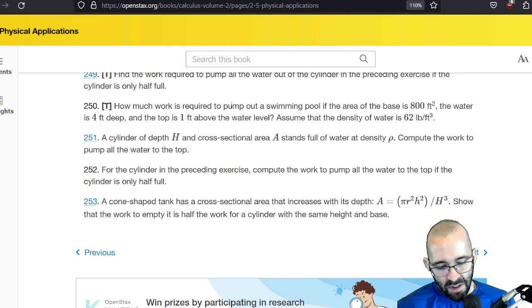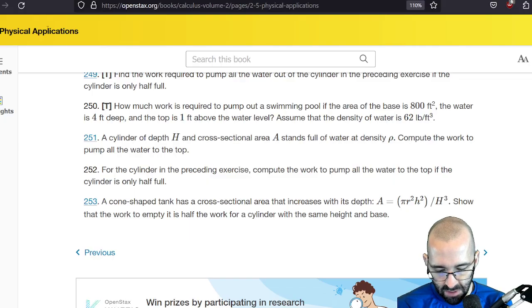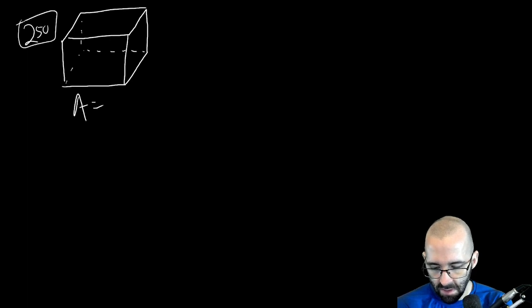Pump water out of swimming pool if the area of the base is 800 feet squared. Oh dear. Wait, what? We don't even know what the swimming pool looks like, huh? But we're assuming that it's some sort of regular figure. Many swimming pools are rectangular. Let's just think of a rectangular swimming pool. And we know the area of the base. This is 250. You know the area of the base is 800 feet squared.